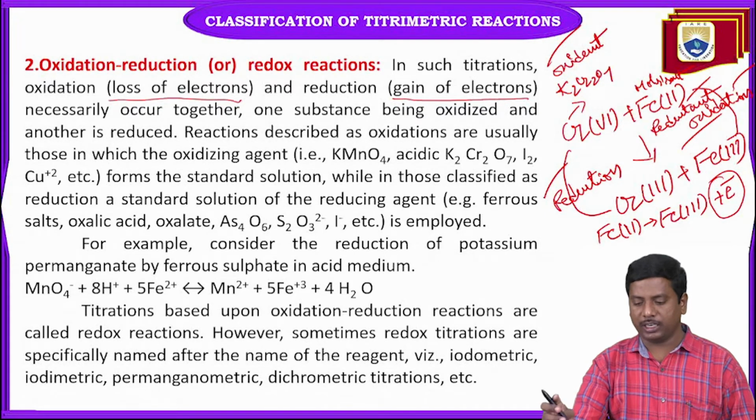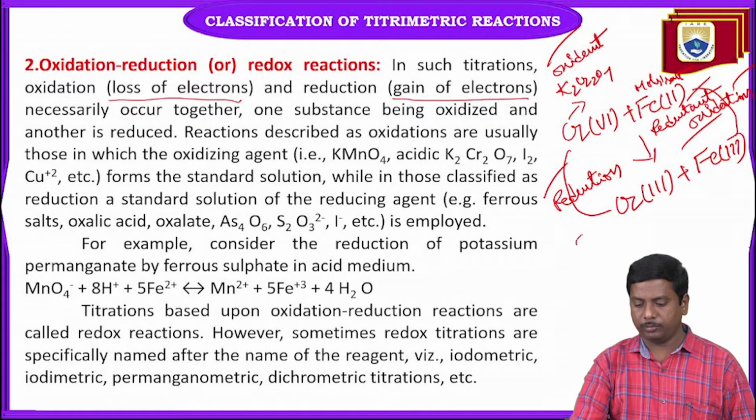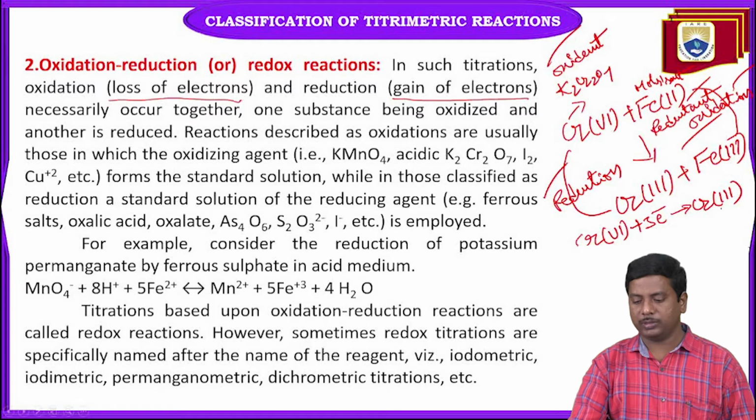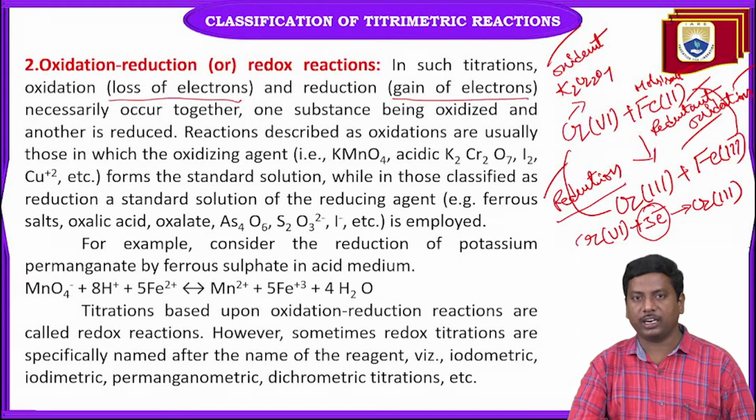Whereas in the case of the reduction, chromium 6, by gaining 3 electrons, is raised to chromium 3. So that means the oxidation state will be reduced from chromium 6 to chromium 3 by taking the electrons. That means gain of the electrons. So that's why this is the example for a reduction process. That means the reaction simultaneously takes place both oxidation and reduction. So that is called redox reaction.